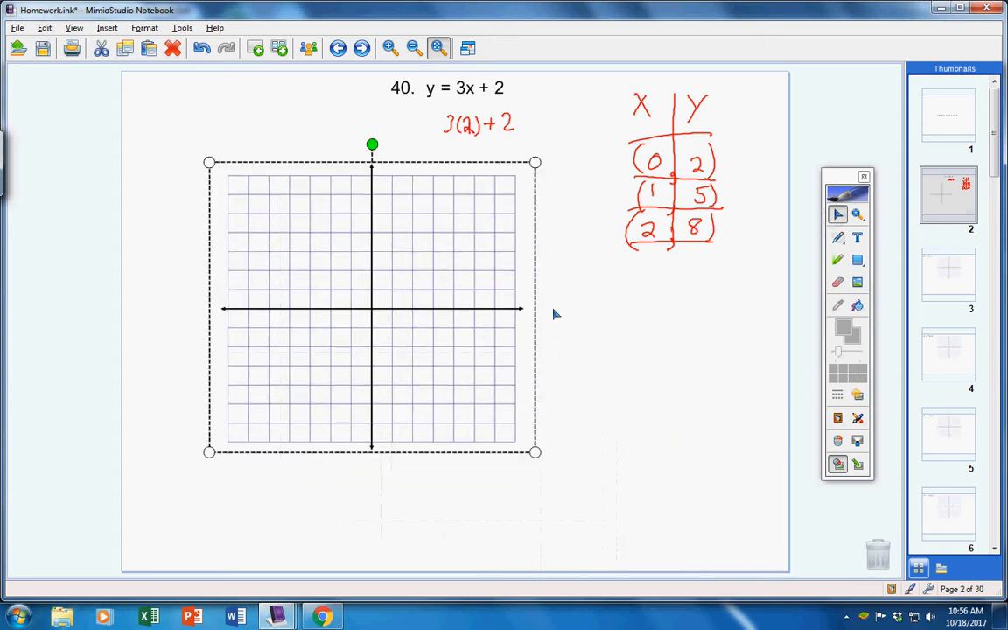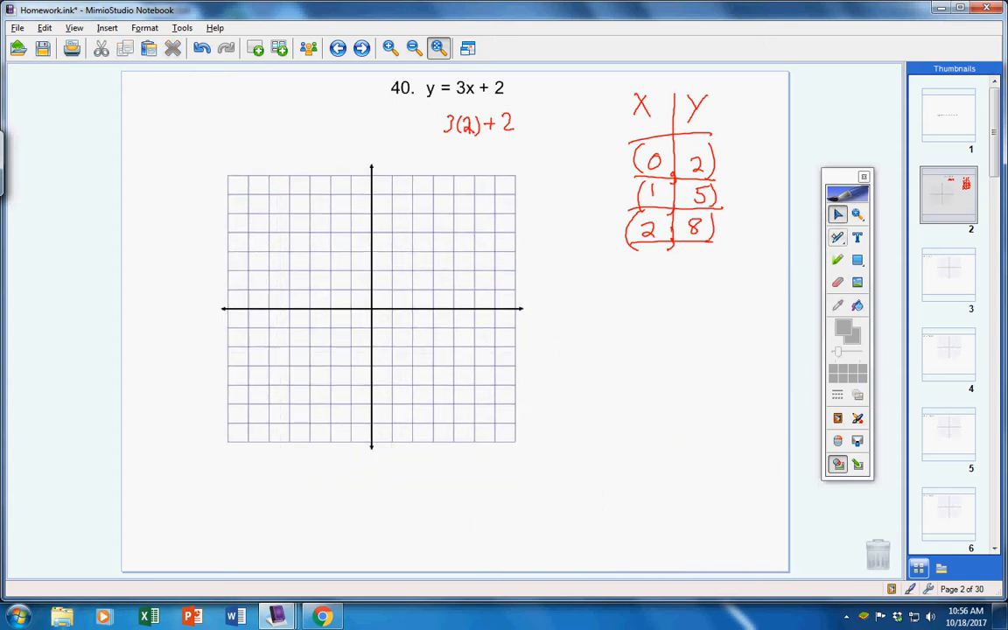Now, those 3 points should line up in a straight line. 0, 2 is right here. 1, 5 is right here. 2, 8. My bad. 1, 5 would be right here, and then 2, 8 would be right there. And they definitely line up in a straight line. Draw your line, and you're finished. Okay? So there you go. We're graphing linear equations. Piece of cake, no problem.